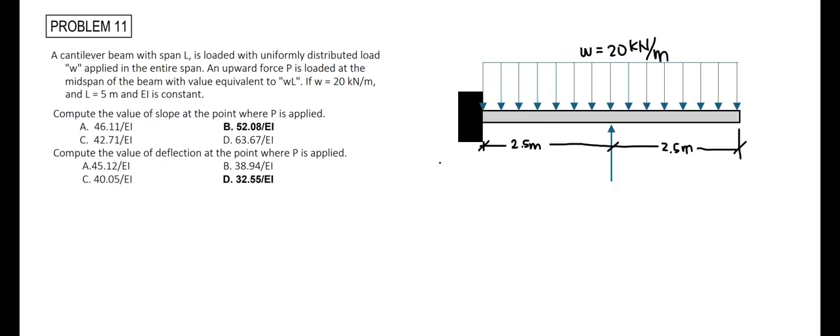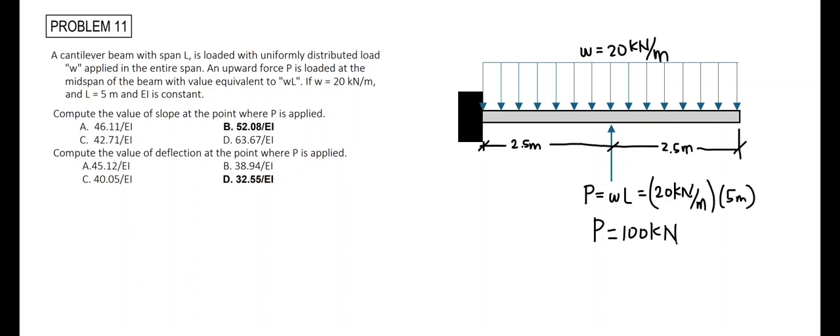And to solve this problem a lot easier, we'll be using the area moment method to solve for the value of the slope and deflection of this cantilever beam where P is applied. So P here has a value equal to W times L, where W equals 20 kilonewtons per meter and the length is 5 meters, giving us the value for P that equals 20 times 5, that is equal to 100 kilonewtons.